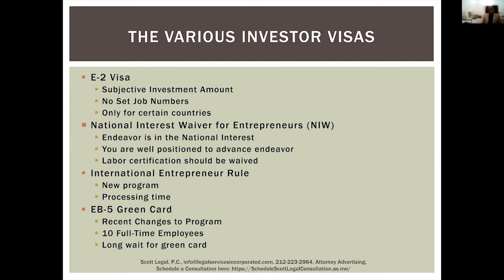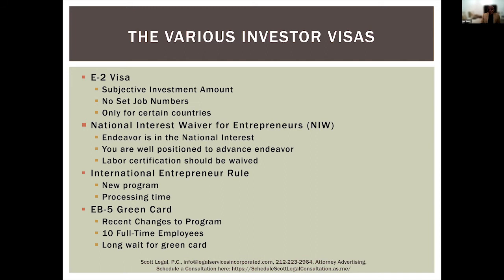International Entrepreneur Rule, if you're not eligible for some of the other programs, this is definitely one to consider. Relatively new program, unclear what the processing time is going to be because there's no premium processing associated with this. Similarly, with the National Interest Waiver, right now there's no premium processing, but you're looking probably at about a year for that to be approved. And then finally, EB-5 green card.